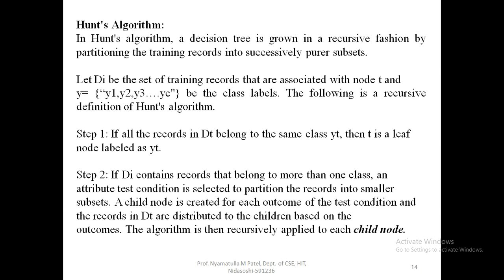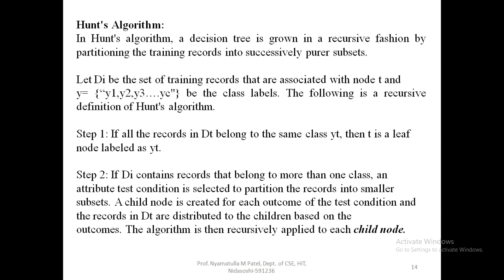If D_t contains records that belong to more than one class, then I need a test condition, to decide whether a record belongs to class 1 or class 2. So, an attribute test condition is selected to partition the records into smaller subsets. A child node is created for each outcome of the test condition, and the records in D_t are distributed to the children based on the outcome.